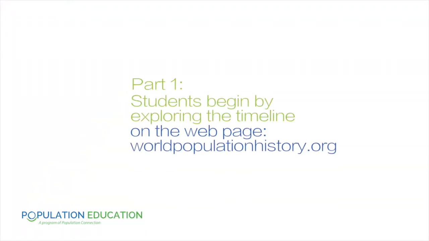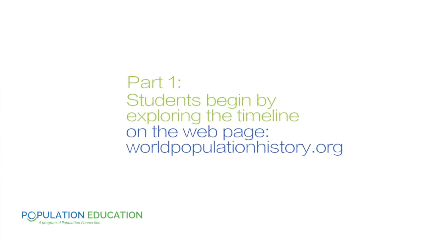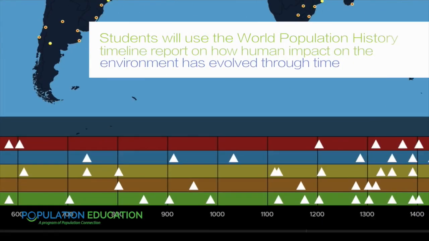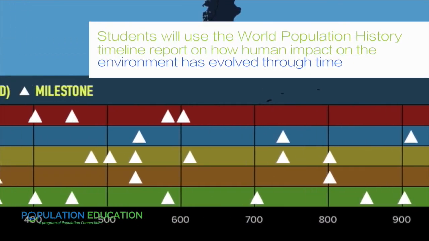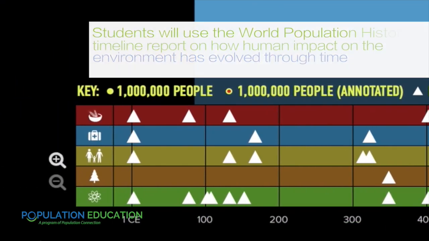Now, this activity is broken down into 3 parts. In the first part, students will be exploring the timeline in the World Population History website. So they'll have to go to the main screen of the World Population History website, the map, and look on the bottom to find the timeline, and they'll specifically be focusing on the green bar in the timeline that's labeled with the tree icon.